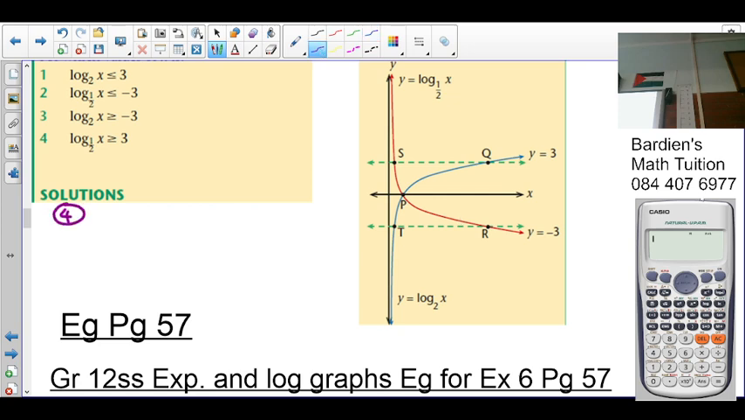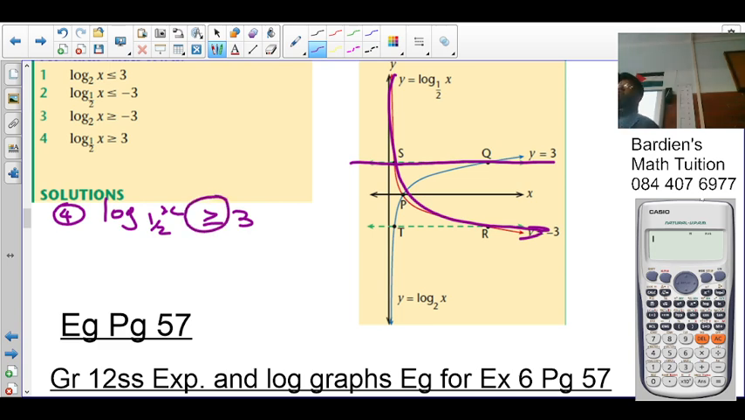People, number 4. Here we're asking for log x base half that's greater or equal to 3. Log x base half must be greater or equal to 3. So log x base half, of course, is this graph. The y is equal to 3 graph is that graph there. So now it says, where is the log graph more than 3? Is that above or below the graph? Above. Can you see that?